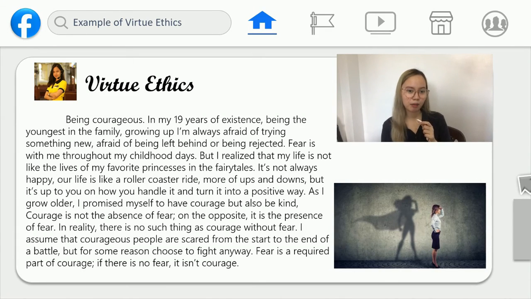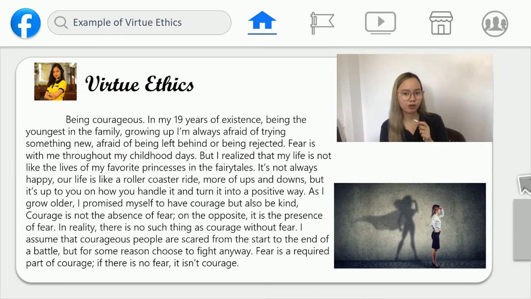It's not always happy. Our life is like a roller coaster ride, more of ups and downs, but it's up to you how you handle it and turn it into a positive way. As I grow older, I promised myself to have courage but also be kind. Courage is not the absence of fear. On the opposite, it is the presence of fear. In reality, there is no such thing as courage without fear.